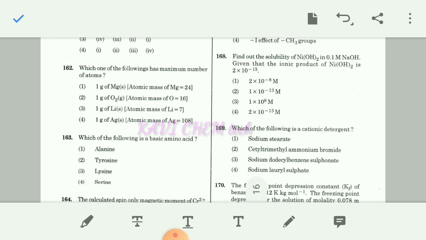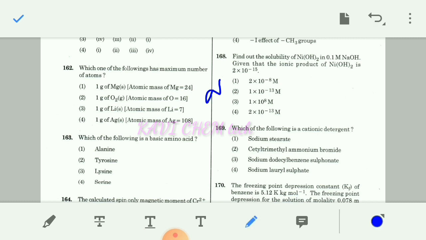Okay, so next one is which one of the following has the maximum number of atoms? So remember, which will have the maximum number of atoms? The one which has less atomic weight will have the maximum number of atoms, because the number of atoms is equal to Avogadro number divided by the molecular mass, or atomic mass, or whatever it is. So among the four, lithium only has the least mass. So lithium can provide the maximum number of atoms. So option 3 is the correct answer.